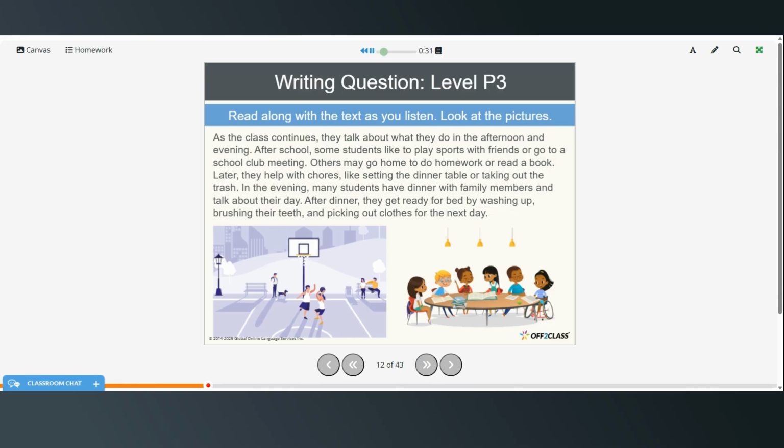As the class continues, they talk about what they do in the afternoon and evening. After school, some students like to play sports with friends or go to a school club meeting. Others may go home to do homework or read a book. Later, they help with chores, like setting the dinner table or taking out the trash. In the evening, many students have dinner with family members and talk about their day. After dinner, they get ready for bed by washing up, brushing their teeth, and picking out clothes for the next day.